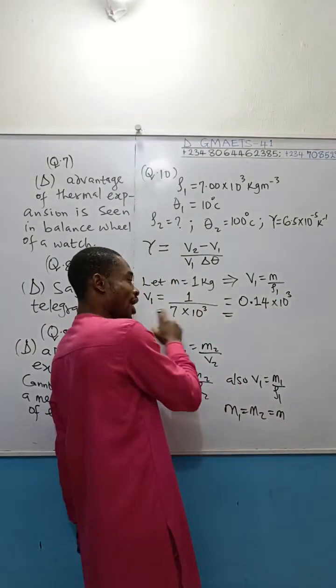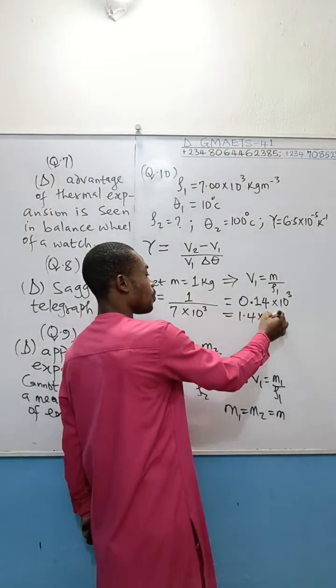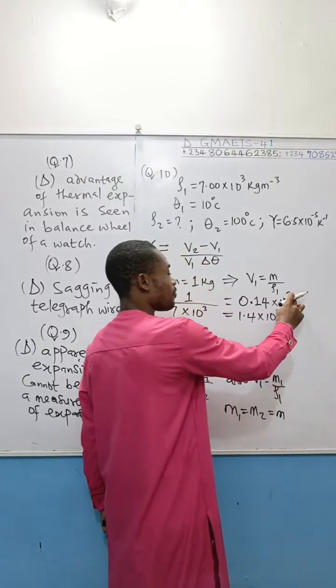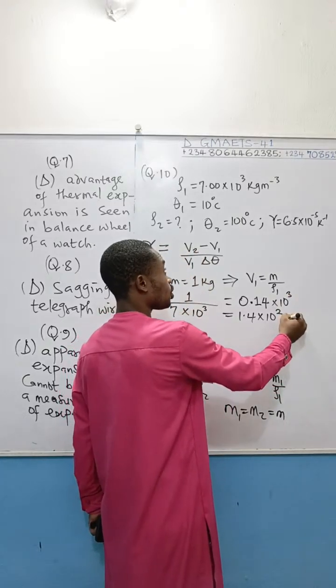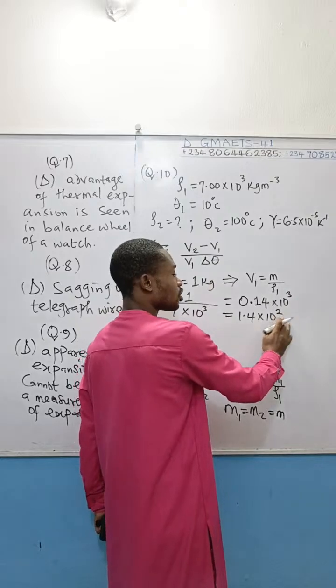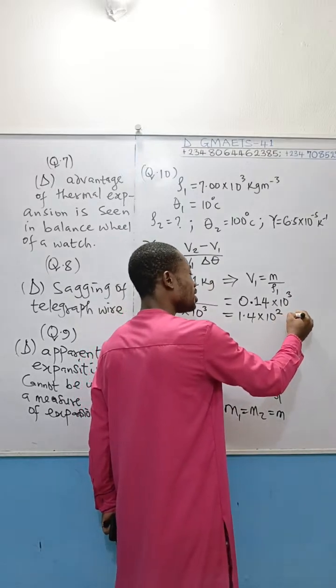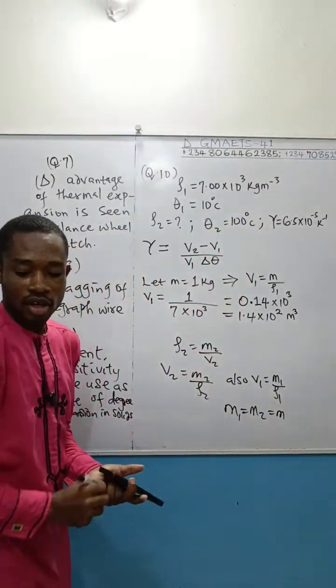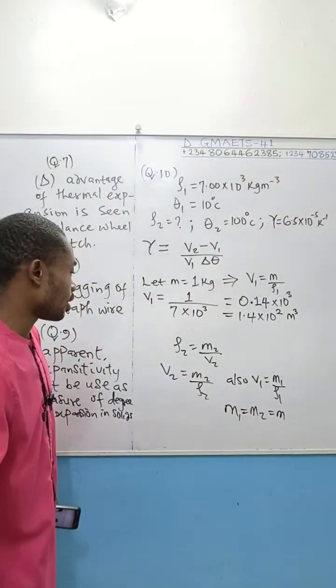Eventually, our V1 becomes 1.4 times 10 to the power of 2. You move the point once to the right, so you subtract 1 from this power. This is going to be cubic, okay? It's not cubic centimeter. It's going to be cubic meter. Cubic meter because the density is in per cubic meter. So the volume is now going to be cubic meter.